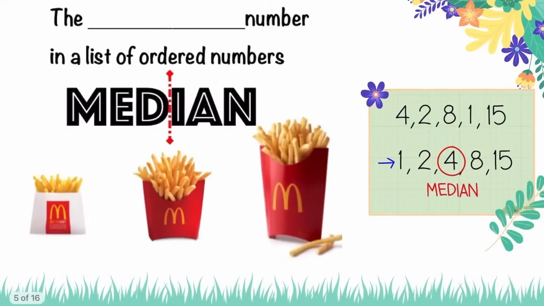The median. The median is the middle number in a list of ordered numbers. Ordered means they're in order from least to greatest or greatest to least. So for example, we have a list of numbers here, but they're all mixed up. 4 is not the smallest. So once we put them in order, we can cross out numbers from each side and find the middle. Median kind of looks like the word medium to me, which would be like the middle of small, medium, large. You could think of it that way.